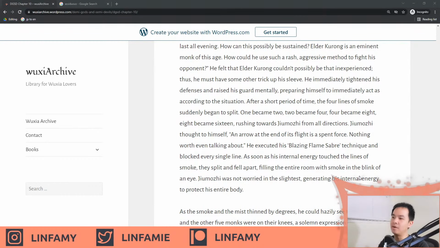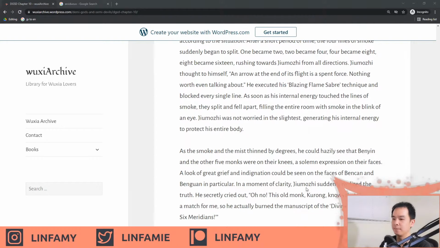Jiumozu thought to himself, an arrow at the end of its flight is a spent force, nothing worth even talking about. He executed his blazing flame saber technique and blocked every single line. As soon as his internal energy touched the lines of smoke, they split and fell apart, filling the entire room with smoke in the blink of an eye. Jiumozu was not worried in the slightest, generating his internal energy to protect his entire body.